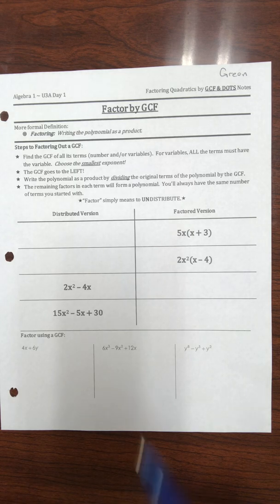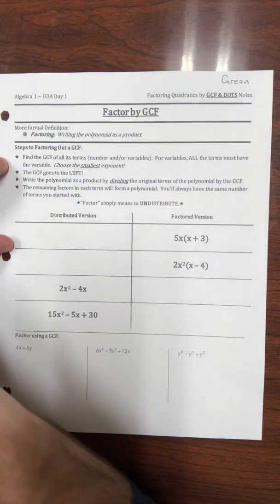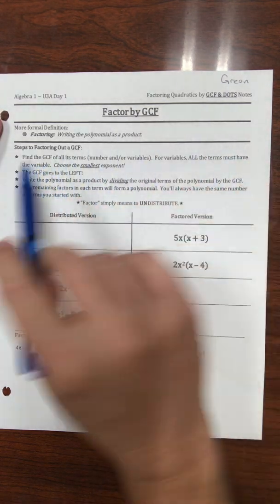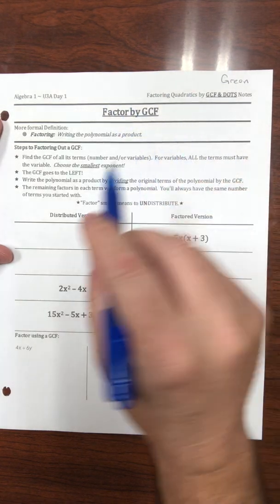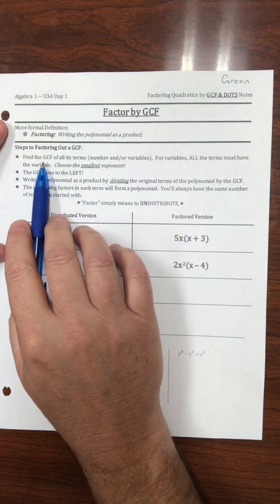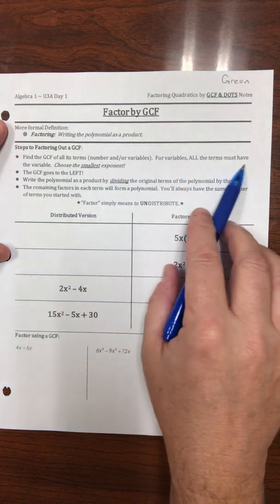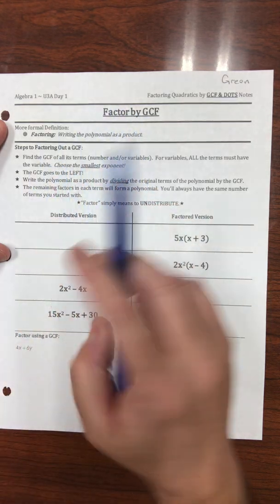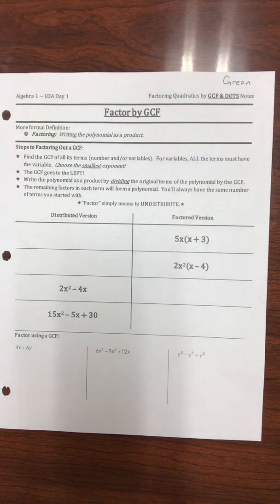All right, so here are our steps for factoring. These will be written on the board for you, or they'll be on a sheet on the wall, whatever. You'll be able to use these steps not only during class, but on a quiz or a test. So the first thing we're going to do is find the GCF of all terms. For variables, all the terms must have the variable. That's going to make sense when we, in fact, let's go ahead and get started, and then I'll refer back to here instead of you having to listen to me read these steps.